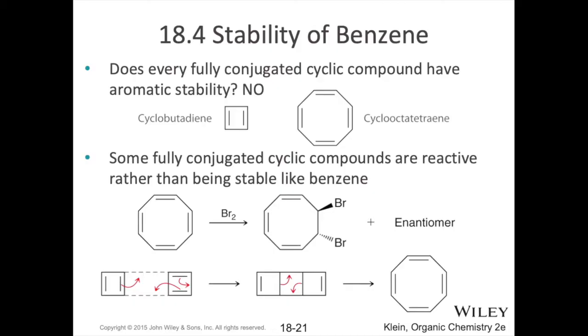Now, that being said, does every fully conjugated cyclic compound have aromatic stability? And the answer is no. You'd expect it to be yes. You'd be like, oh wait, these are all conjugated pi systems. We've seen that stable. They're in a ring. Big deal, right? Like that means that they should all have that stability, right? If they're all in that ring.